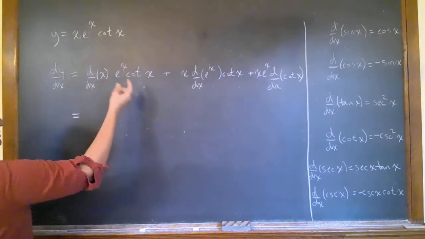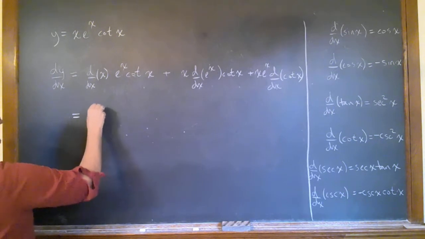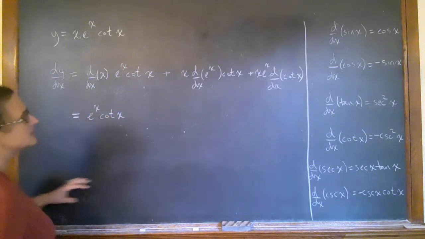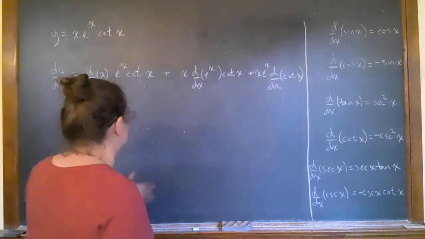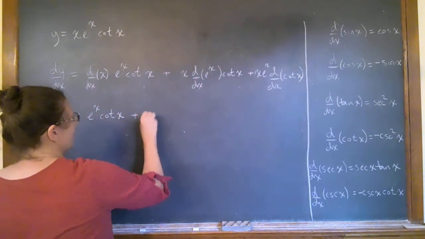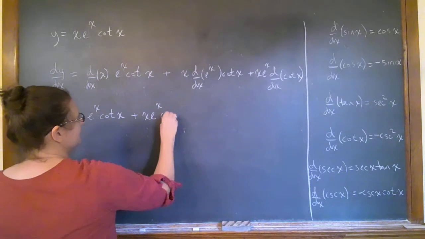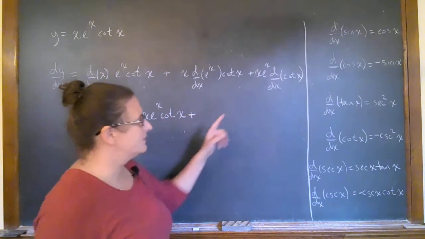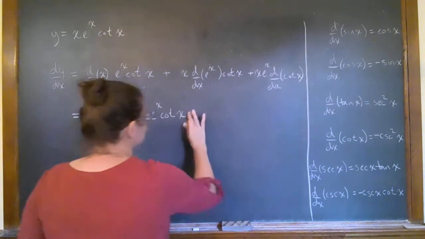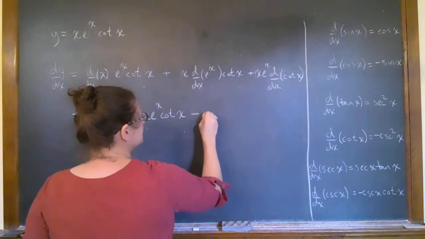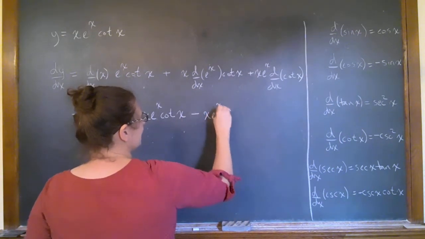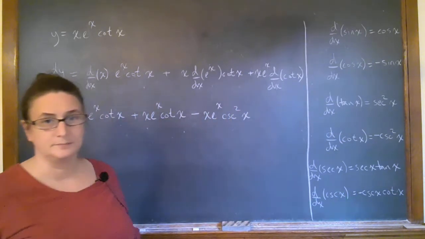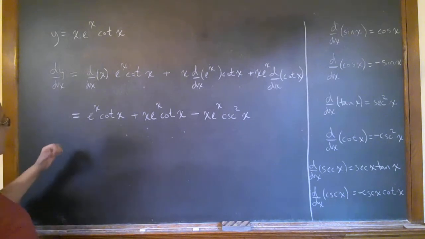So the derivative of x is just 1, so this first one is just going to be e to the x cotangent x. The second one, of course, derivative of e to the x is just e to the x, so I end up with this same thing. And then my third one, the derivative of cotangent is negative cosecant squared. So this can be minus x e to the x cosecant squared of x. Okay, and then that is the derivative there.